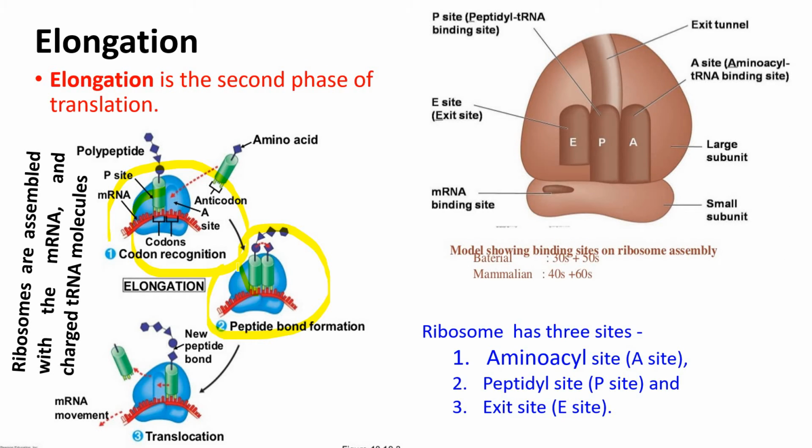Here the ribosomes has three important sites. One is A site, that is amino acid site. So here the first tRNA will be binding with this. Then peptidyl site, that is P site. So after that the amino acid one by one they are arranged by peptide bond. And last one, the E site, that is exit site. After that the tRNA will be released.